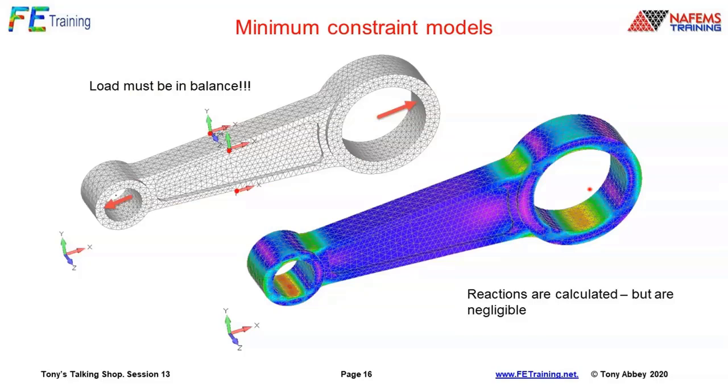I've got the big end, real good stresses. I've got the little end, good stresses. So I've achieved what I want with this minimum constraint method. So it's a very powerful, very, very useful method.